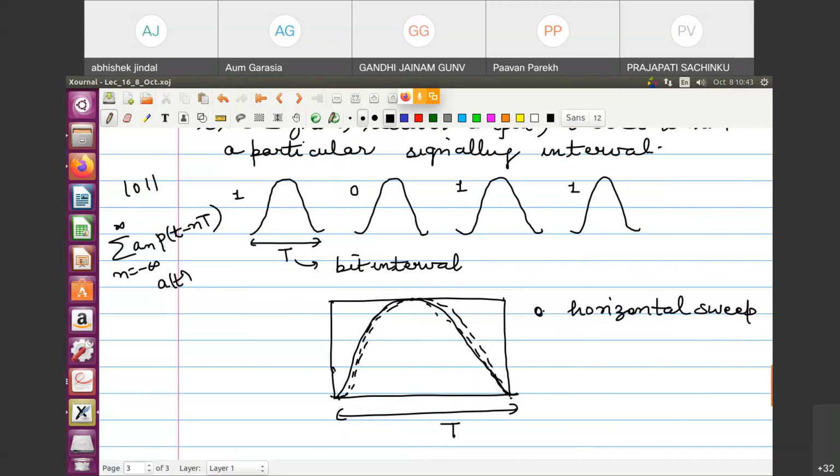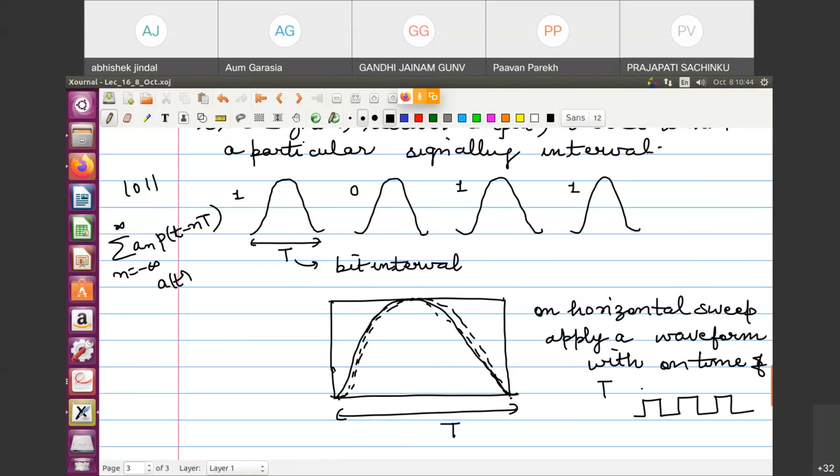So on the horizontal sweep, apply, I think that is a sawtooth waveform. I don't know, apply a waveform. I've forgotten what the name is. I think it is sawtooth, or there is a standard rect waveform. I don't know. A waveform with on time, it means on time of T. Some type of square pulse, let us say, which runs in this manner, and most probably this would be T and T, and this is T somewhere. OK, so you can just verify, you write it down, you can verify.